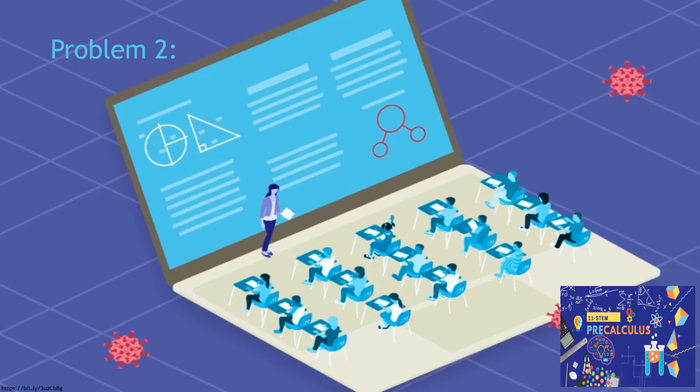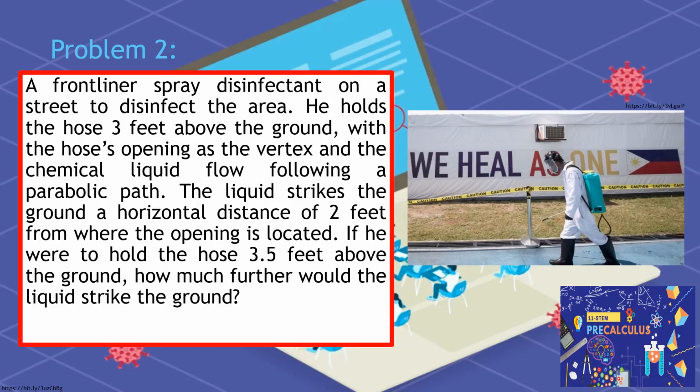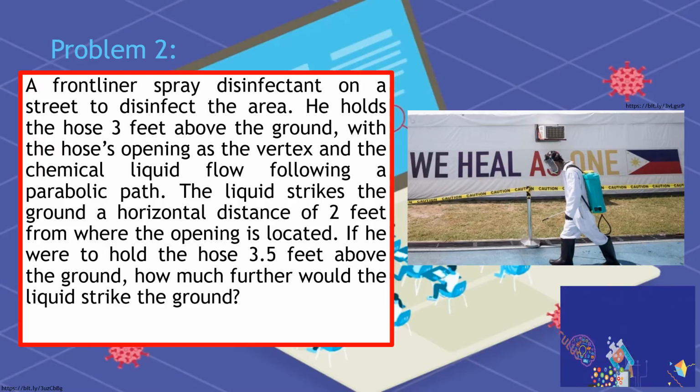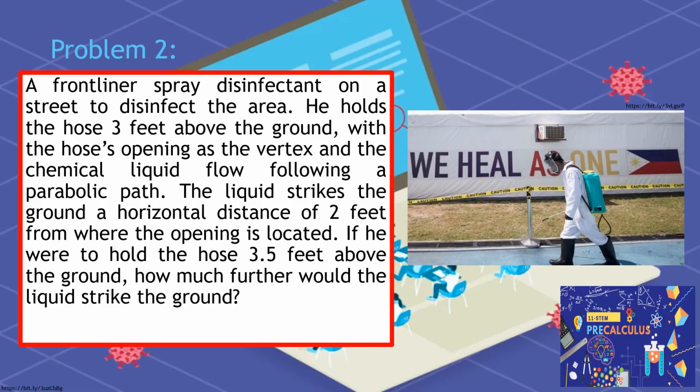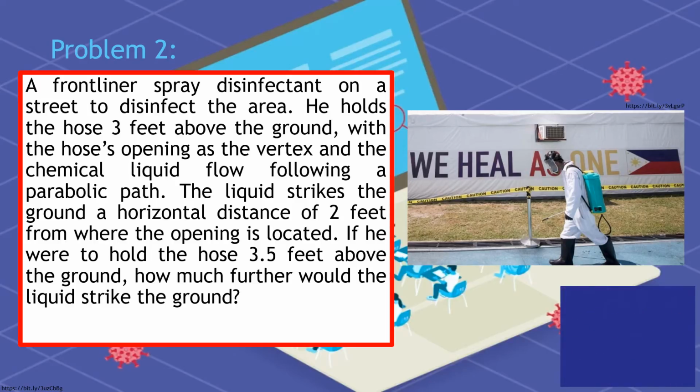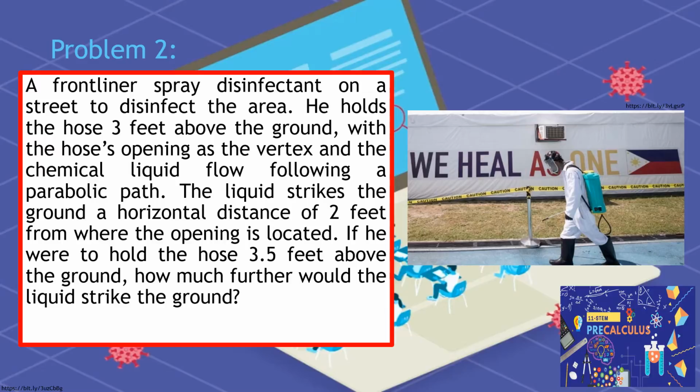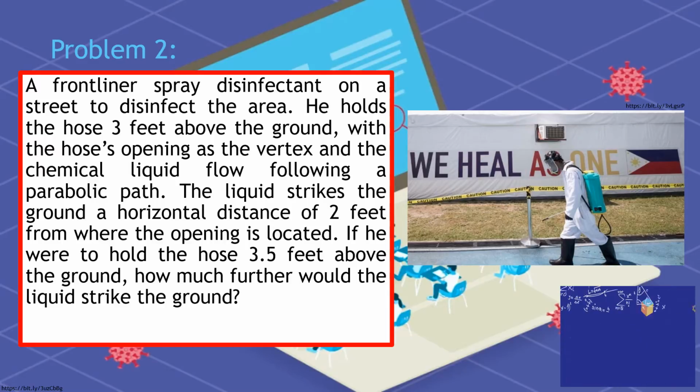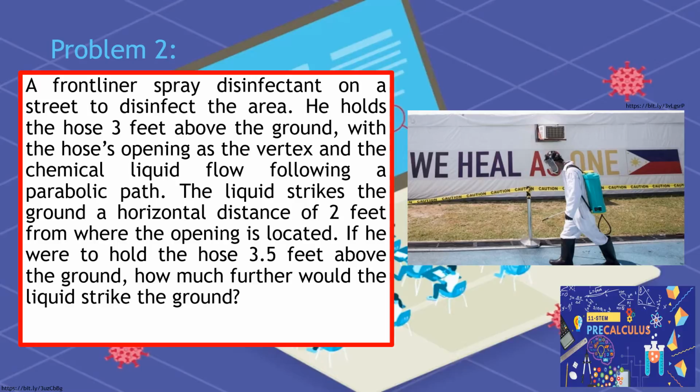Here comes another conic problem related to the pandemic. A frontliner sprays disinfectant on a street to disinfect the area. He holds the hose 3 feet above the ground with the hose's opening as the vertex and the chemical liquid flow following a parabolic path. The liquid strikes the ground a horizontal distance of 2 feet from where the opening is located. If he were to hold the hose 3.5 feet above the ground, how much further would the liquid strike the ground?